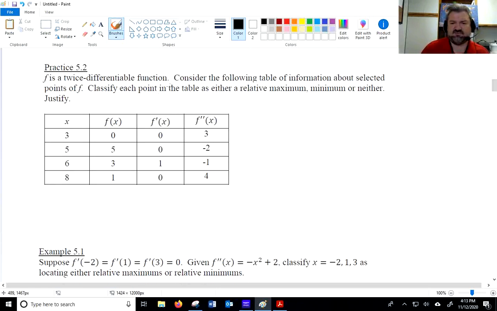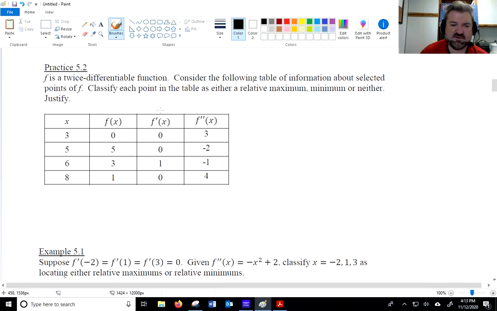All right. f is a twice differentiable function. Consider the following table of information about selected points of f. Classify each point in the table as either a relative minimum, maximum, or neither, and use some justification. Pause the video and give it a try.